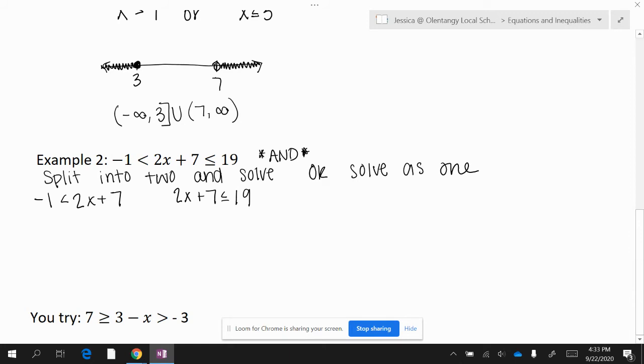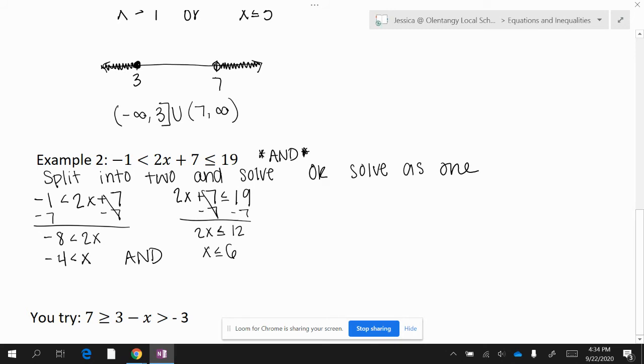So solving this, subtract 7. Negative 8 is less than 2x, so x is greater than negative 4. And then minus 7, 2x is less than or equal to 12, where x is less than or equal to 6. And that's what you would get.